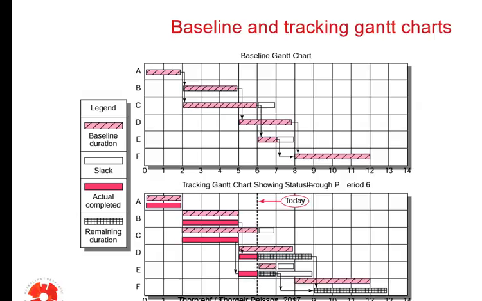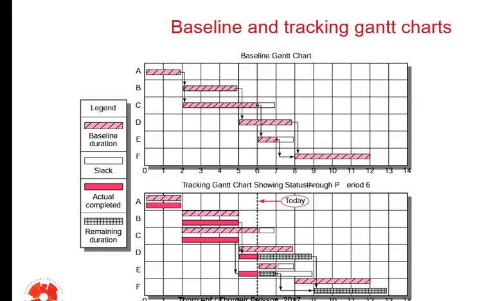Here we can also control time. It's not only cost. There are two things that we need to focus on when we are talking about control, and that's time and cost. When we are controlling the time element, how well have we spent and used our time, we can use Gantt charts to help us understand.